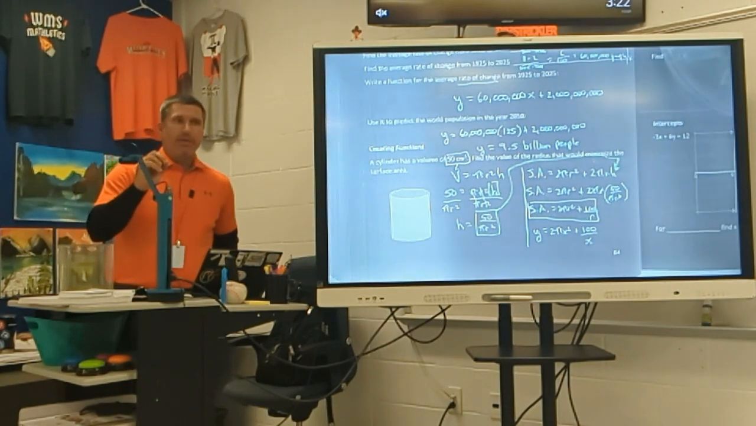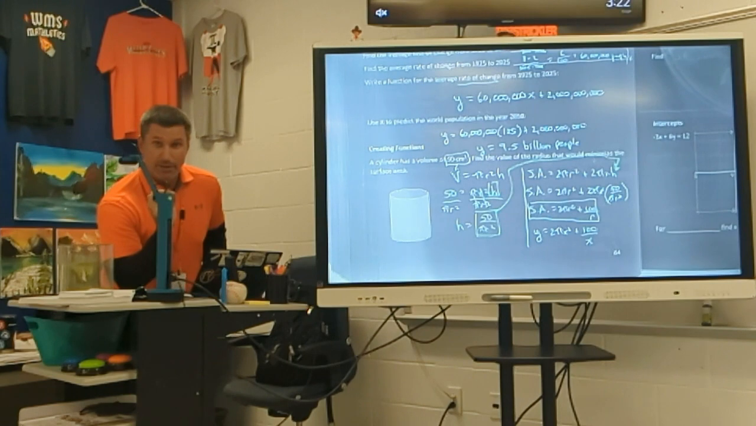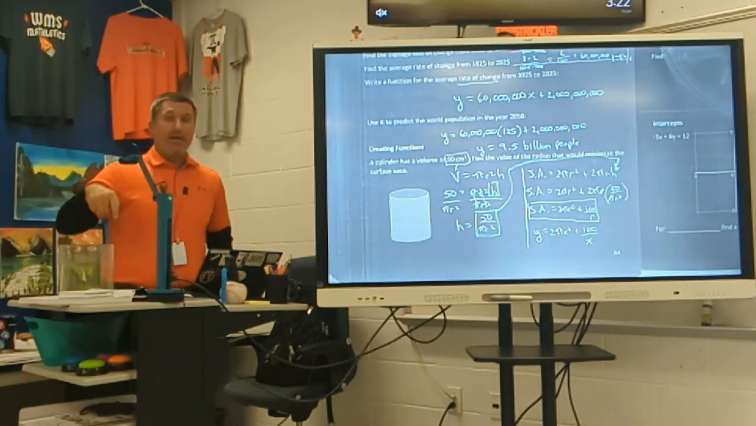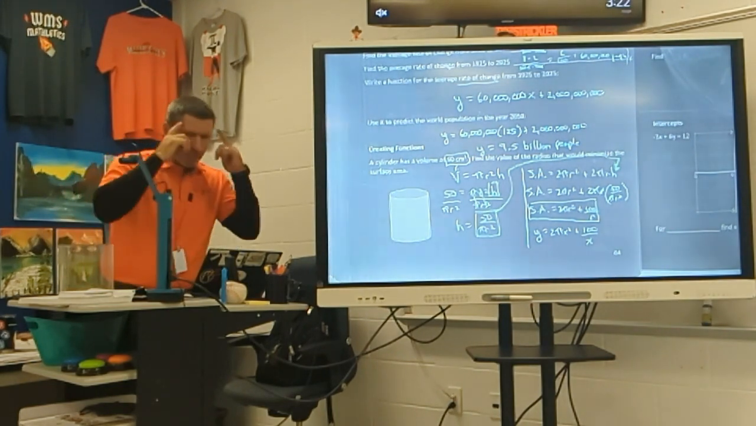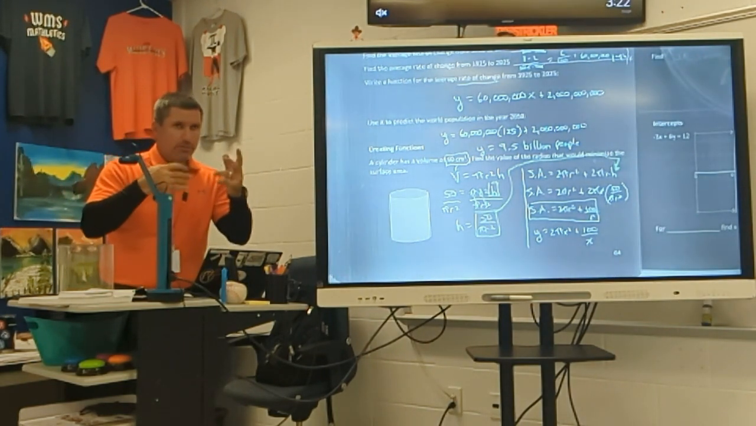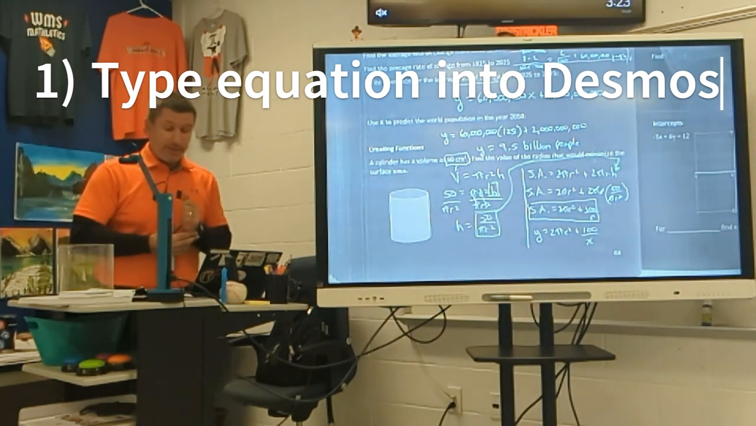And what you're looking for is the minimum value in quadrant 1. Click on it, Desmos will make it appear, write down the coordinate right there, and identify what the coordinate means. What is the x part of the coordinate? What is the y part of the coordinate? What are we looking for? We're looking for minimum surface area. Okay. So I trust that you'll do that.